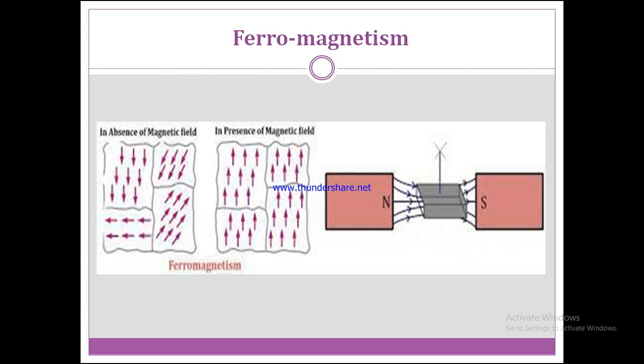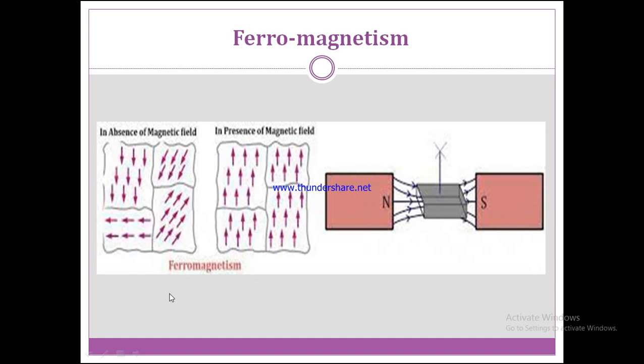Means, if the ferromagnetic material is placed in a magnetic field, then the dispersed magnetic dipoles are converted into the parallel structure of magnetic moments. According to that, the magnetic flux lines flowing from N to S are structured in a parallel manner.